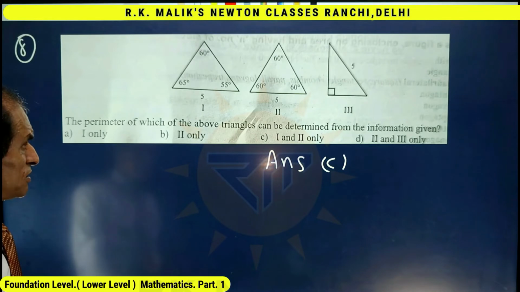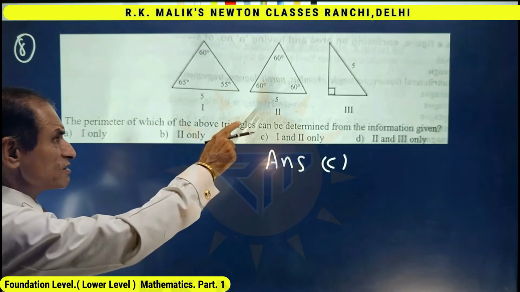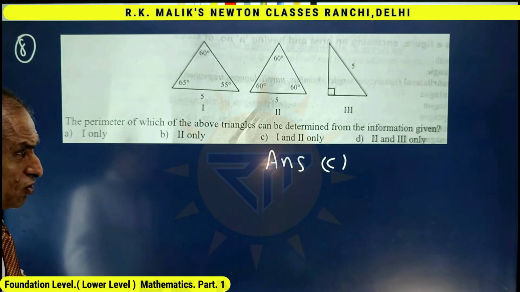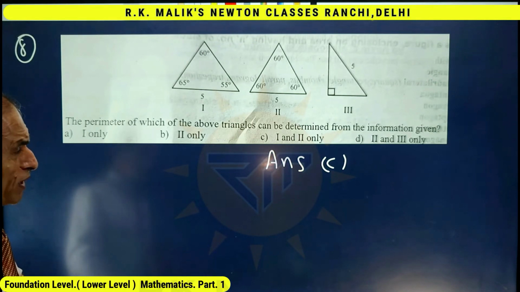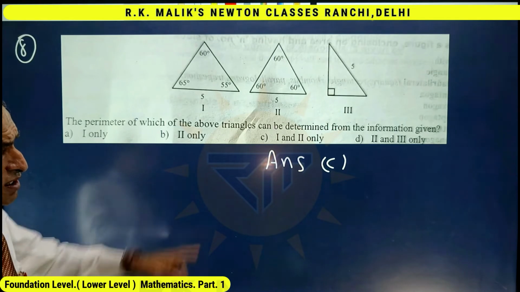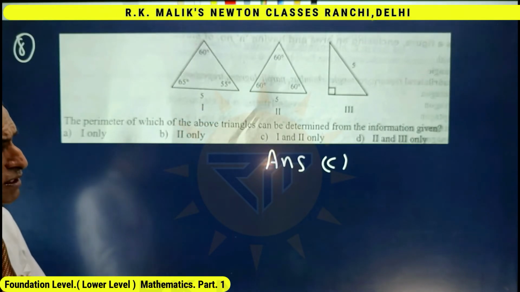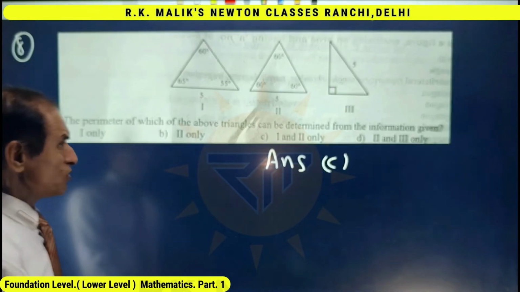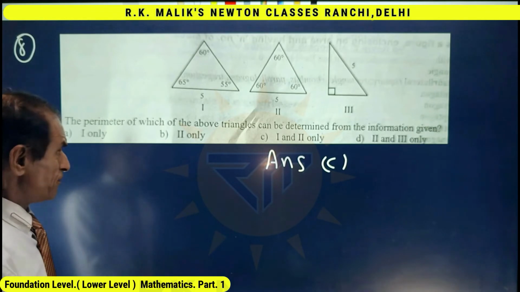In this question it is asked in which of these cases it is possible to find the perimeter of the triangle. Note that he is not asking the value of the perimeter. He is just asking in which case it is possible to find the perimeter. It is clear that in case number 3 it is not possible to find the perimeter, because in case number 3 the perimeter can be anything, but in these two cases the perimeter is fixed. Why? See, take the first case.